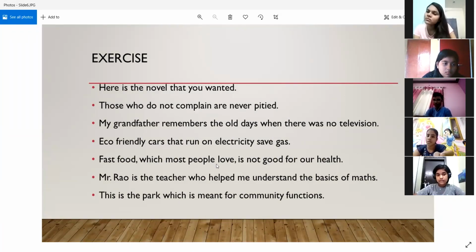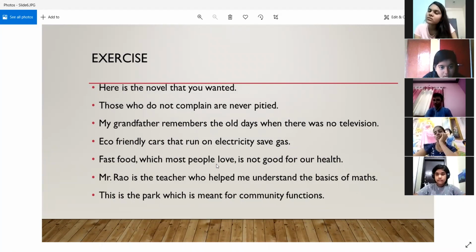So this phrase, which most people love, is just explaining to us what kind of fast food is being talked about. Some extra information is being given about the fast food. Otherwise, we could have also written, fast food is not good for our health. It was sufficient. So this clause, which most people love, is just providing us some extra information about the fast food. That is why only this part is the adjective clause, because it is telling us something extra about the fast food.